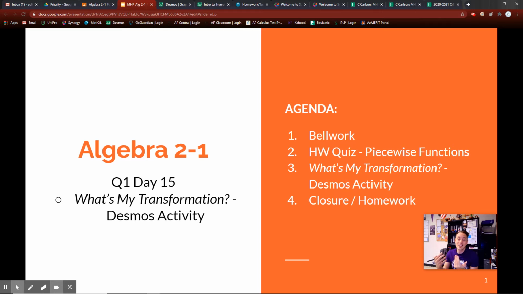This is the last lesson for this week. It's actually not even a lesson. It's just a Desmos activity. But before we do that, let's go through bell work and the homework quiz for piecewise functions.